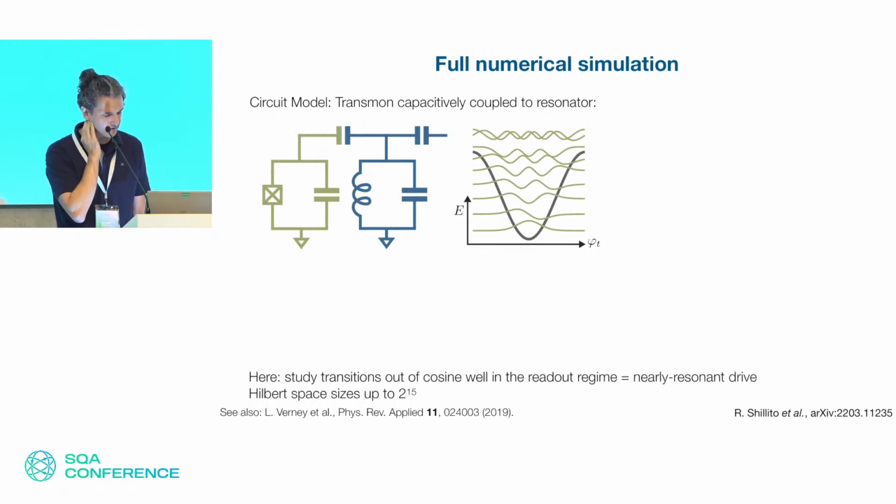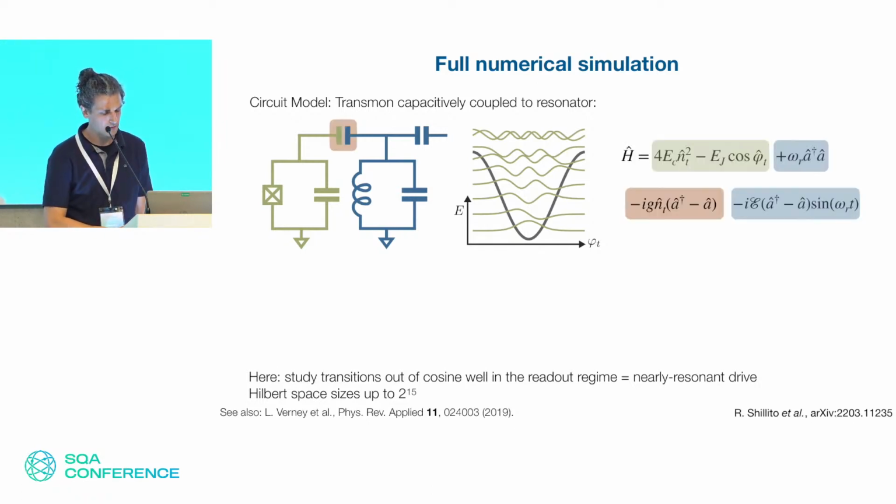What we were interested in studying were not just the readout regime and what happens to the low energy manifold, so just the 0 and 1 states of the qubit, but also transitions out of the cosine well of the transmon qubits. So essentially probing this so-called ionization physics of the transmon, where you're exciting the qubit out of its bound states in the well and transferring it into these Bloch-like waves coming from this Hamiltonian.